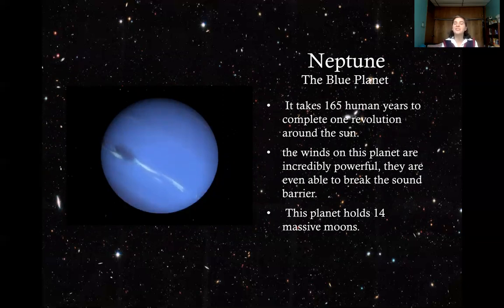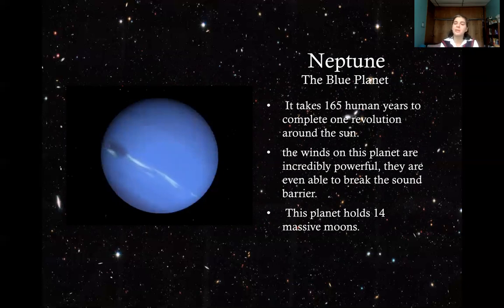It takes 165 human years to complete one revolution around the sun. So if we were to live in Neptune, we would probably not get to 1 year old, okay? Humans live between 90 to 100 years, that's our life expectancy, and we would not make it to 165 years. That means that we would probably die at 7 months old in Neptune.